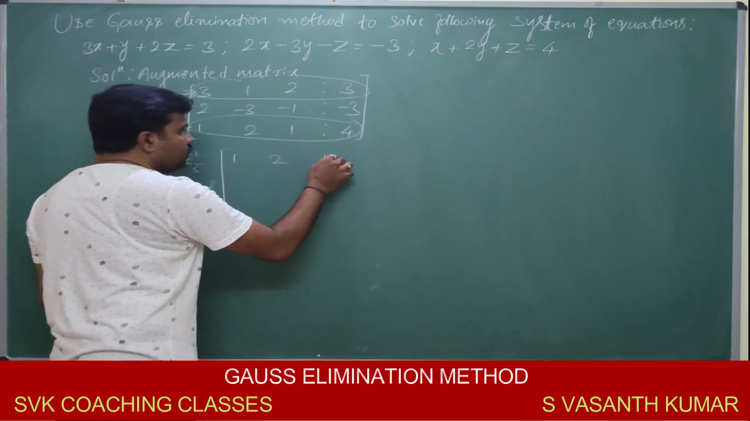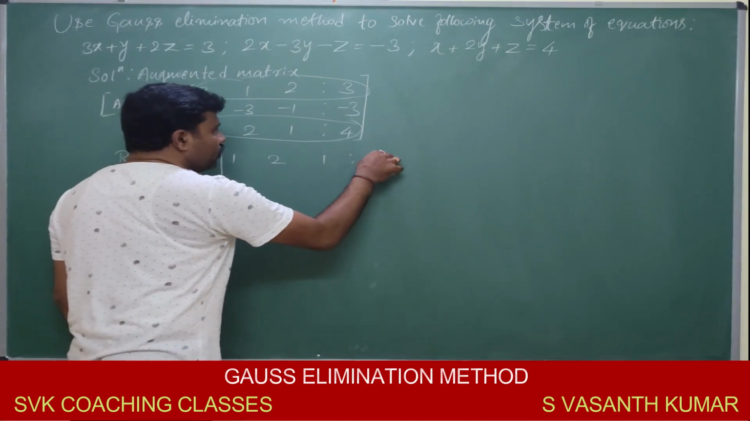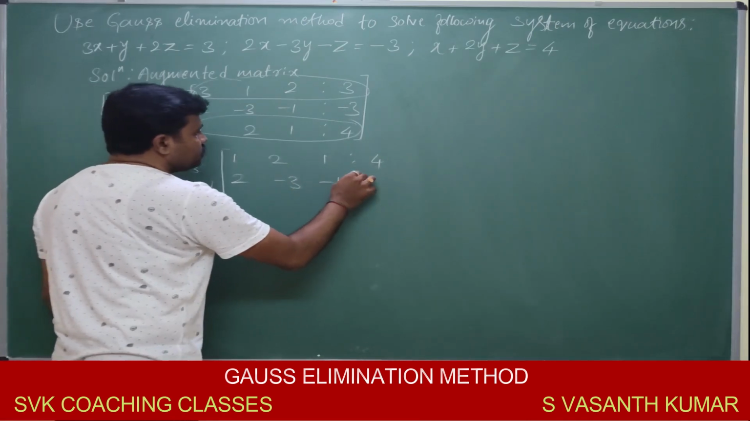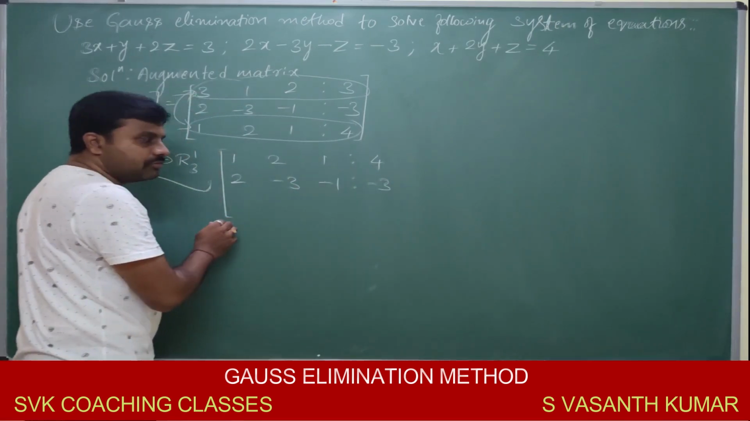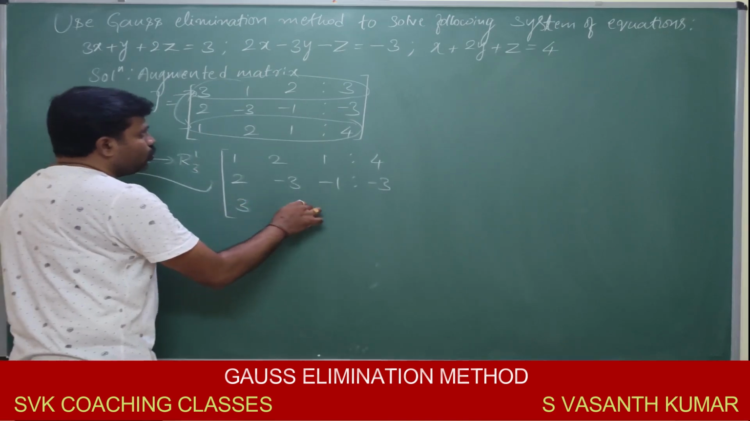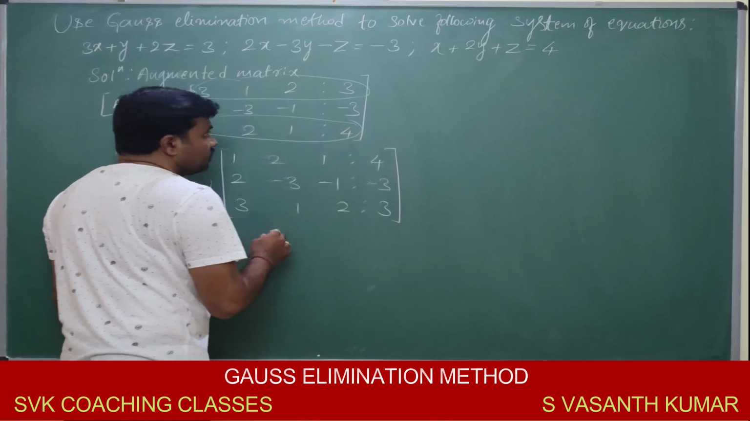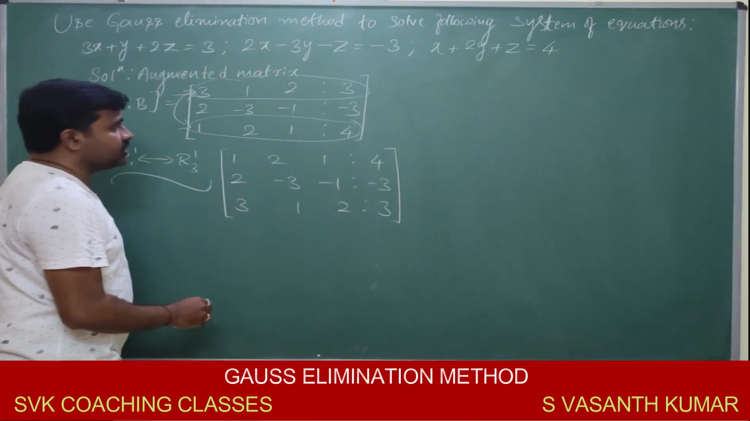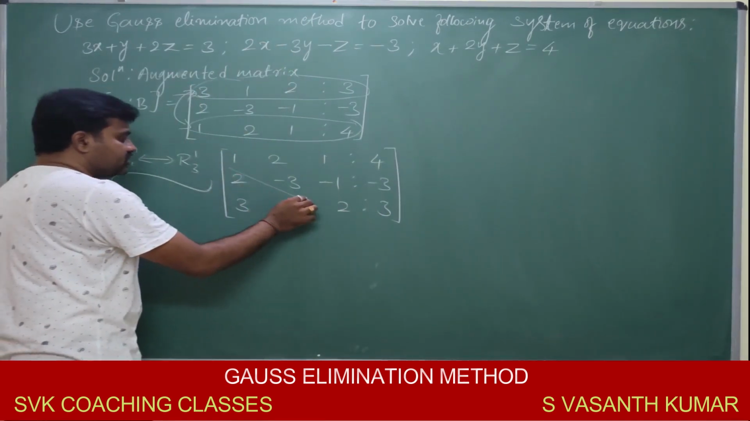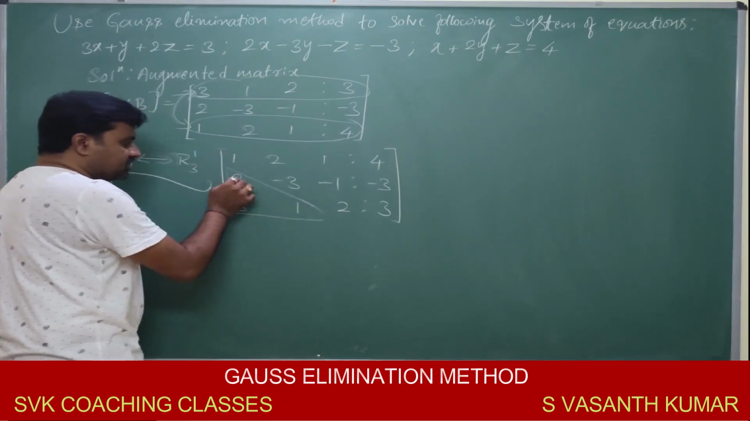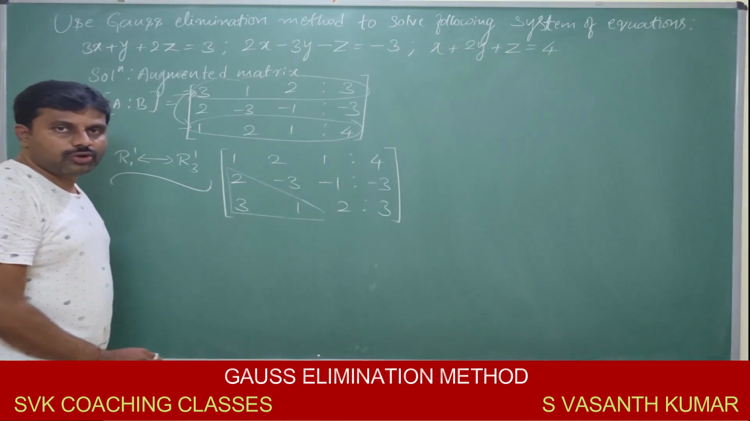1, 2, 1 is to 4. 2, minus 3, minus 1. The second row is not being disturbed. 3, 1, 2, 3. See, the procedure of Gauss elimination method is to get the upper triangular matrix, making these three terms as 0 by using row operation.